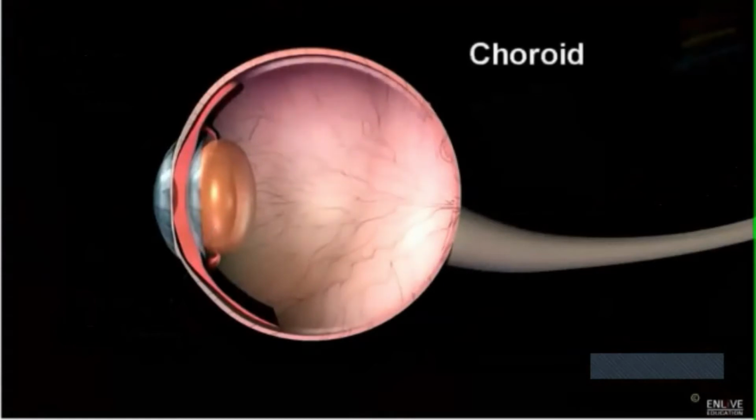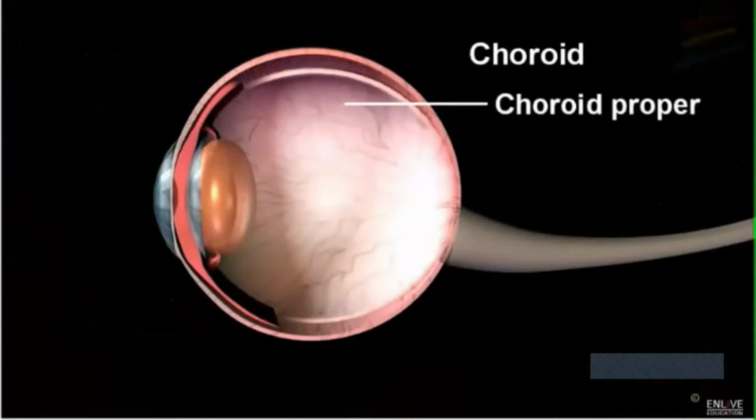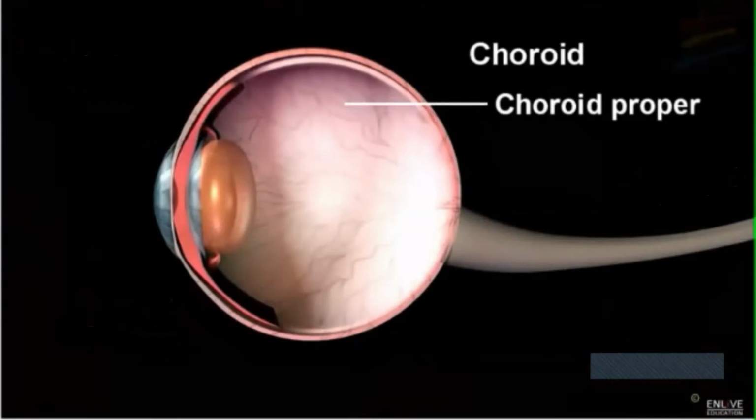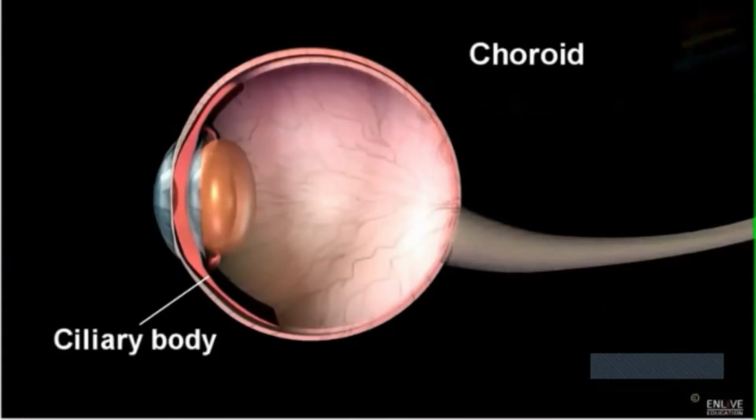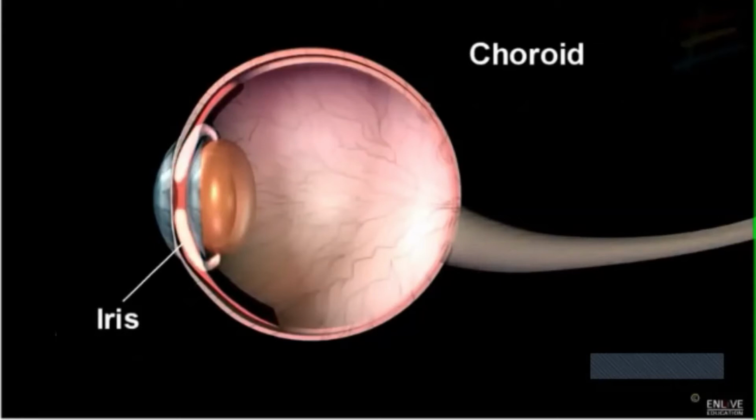The second layer is called the choroid. It consists of 3 different zones. The first zone is called the choroid proper, and it is the part that carries nourishment to the tissues of the eye. The next zone is called the ciliary body. This is the broad ring-shaped band of thin muscle fibers which plays a very active and vital role in the vision adjustment of the eye. The third zone is the well-known iris, which expands and contracts the pupil much like the diaphragm of a camera.